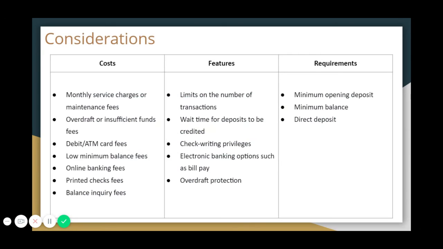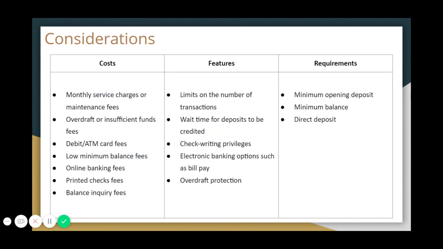And then the final thing to look at are the requirements to open the account. Some checking and savings accounts have a minimum opening deposit, meaning you have to have at least, let's say, $100 or $500 to open an account. Others have a minimum balance. So this means that you must maintain a certain amount of money in your account each month, or else they can hit you with a charge.